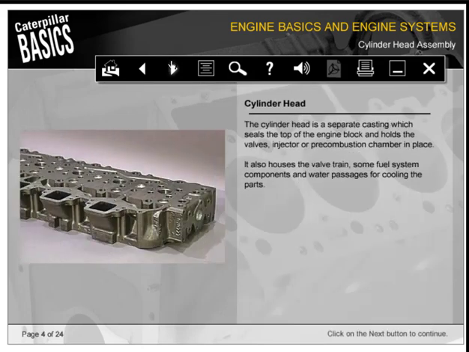The cylinder head is a separate casting which seals the top of the engine block and holds the valves, injector, or pre-combustion chamber in place. It also houses the valve train, some fuel system components, and water passages for cooling the parts.